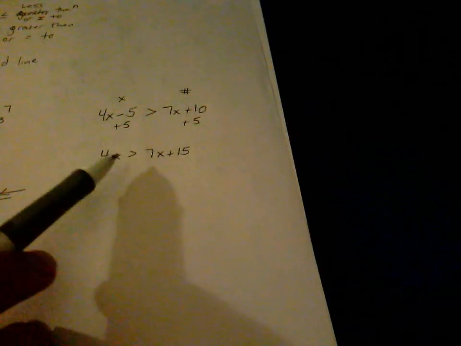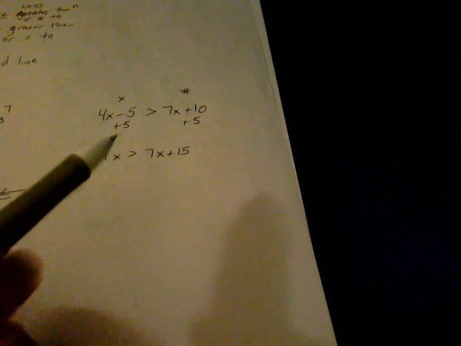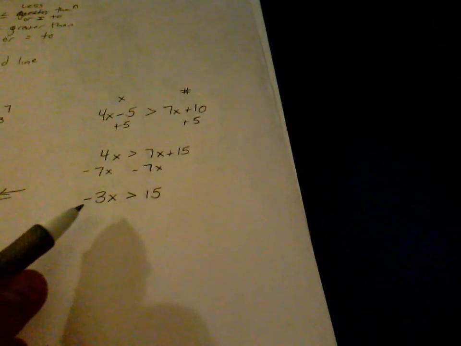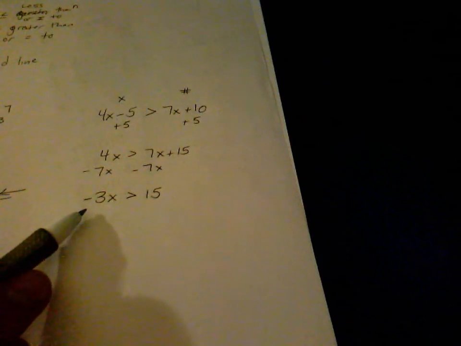Next step is to get rid of the 7x because it's in the number house and it should not be in the number house. We're going to subtract 7x from both sides. So it's going to give me negative 3x is greater than 15. Last but not least is this negative 3 right here. So we're going to divide by negative 3.